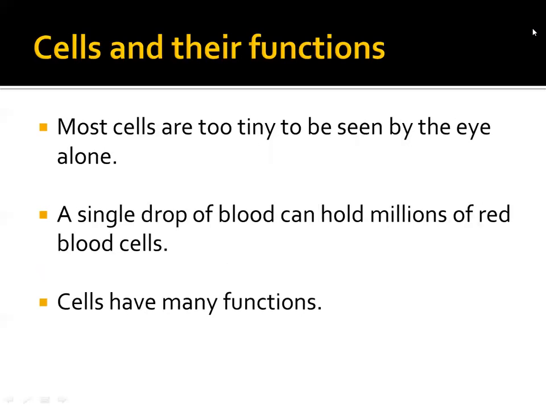Cells and their functions. Most cells are too tiny to be seen by the eye alone. A single drop of blood can hold millions of red blood cells, for example. Many cells have functions, and those functions could be a multitude of things. For example, like we said before, red blood cells are for your blood. And in this chapter, we will learn what the function of blood is. Spoiler alert, it's a delivery system.